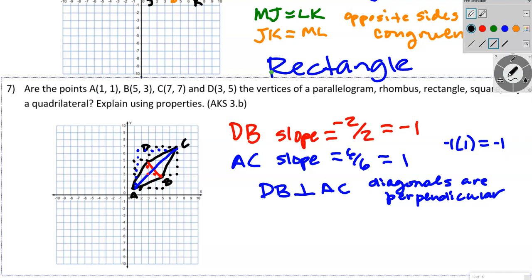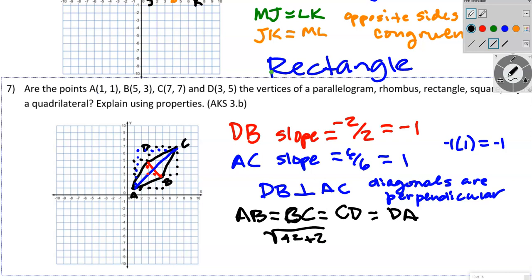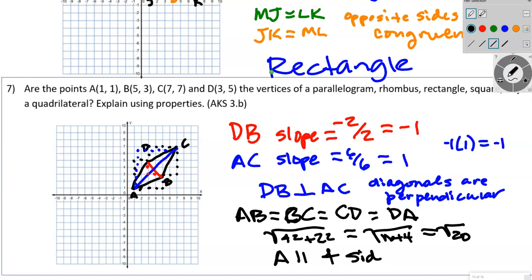So I'm just going to say AB is equal to BC is equal to CD is equal to DA, because all of them are the square root of 4 squared plus 2 squared, which would be 16 plus 4. So all of them are equal to the square root of 20, right? So this is saying all 4 sides are congruent, okay? And that's what proves that this is a rhombus.